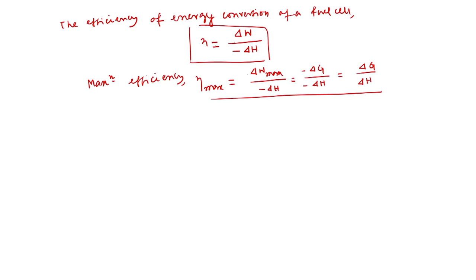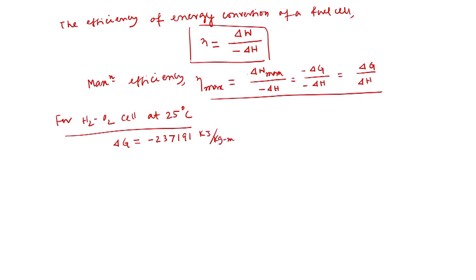Now, if we have to find out the efficiency, suppose we are interested to find out the maximum conversion efficiency for, say, hydrogen oxygen cell at 25 degrees Celsius. So, what are things required? We need delta G and delta H value. By using appropriate chart, we can get delta G and delta H value. For hydrogen oxygen cell, delta G is minus 237191 kilojoule per kg mole at 25 degrees C, and delta H value is minus 285838 kilojoule per kg mole.